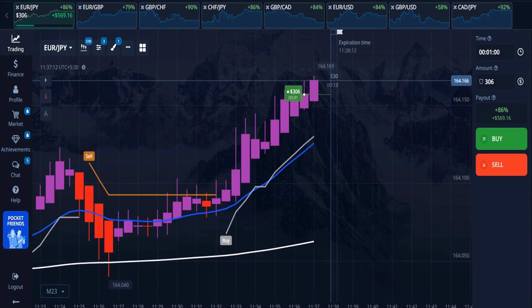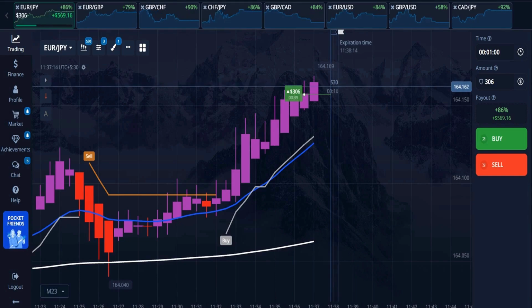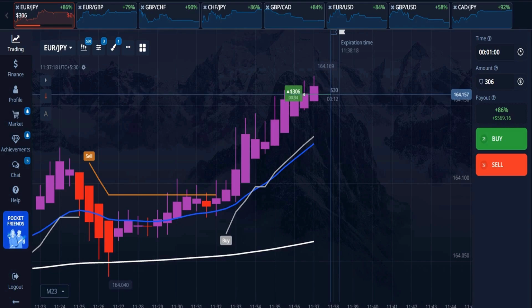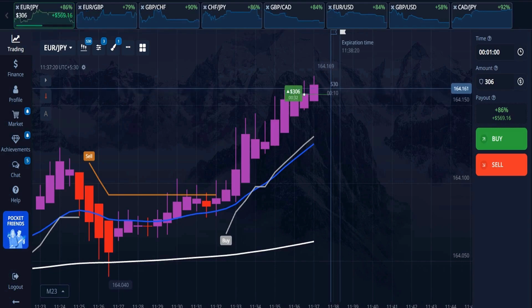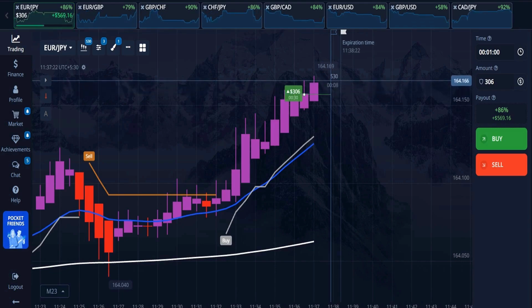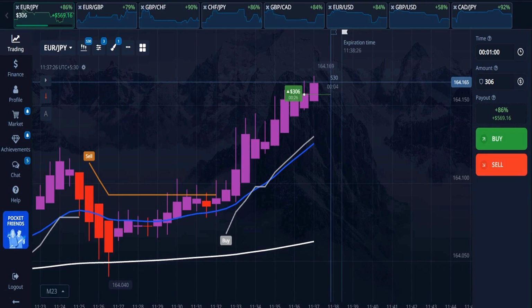For a sell trade, here's what you need. The red Supertrend line must cross below the blue EMA. Both the blue EMA and the white EMA should be sloping downward. The white EMA must be above the Heikin Ashi candles. When all three signs appear, it's a strong signal to enter a sell trade.